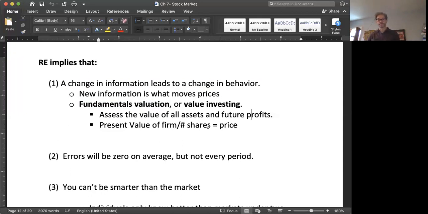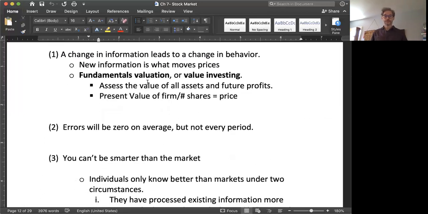the stock price for. So rational expectations suggest that only when there's new information about the value of the company should there be a change in price. Prices should not change unless there's new information available.